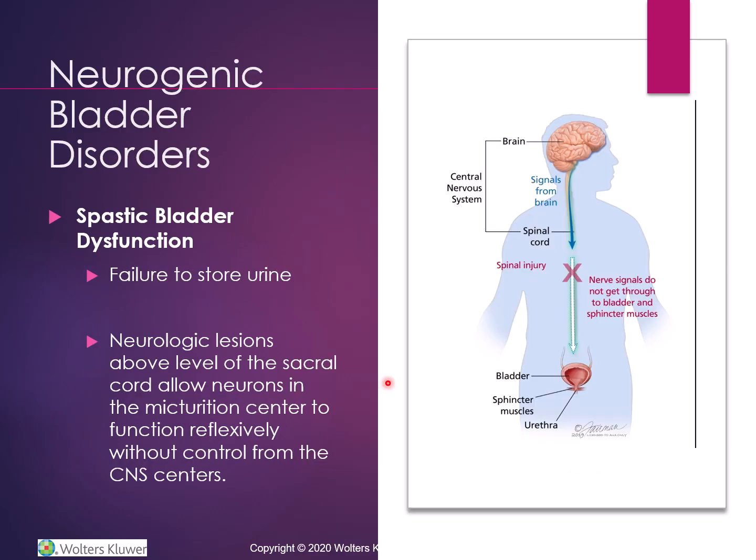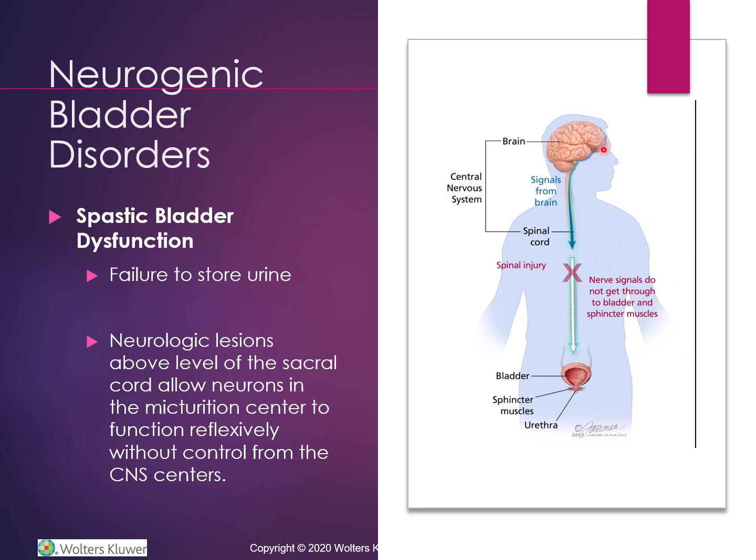So one major type of neurogenic bladder disorder is spastic bladder dysfunction. These are failures to store urine. So if we're talking about what's coming from the forebrain down to the micturition center, that's responsible for, remember, either inhibition or stimulation of that signal to urinate.